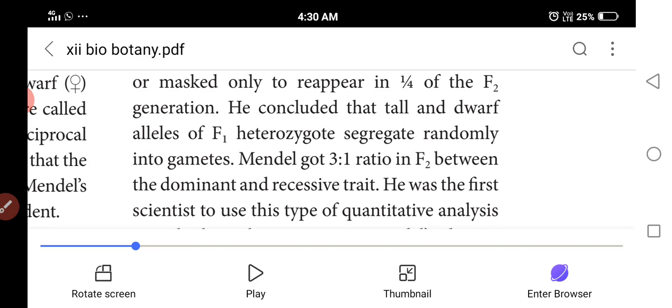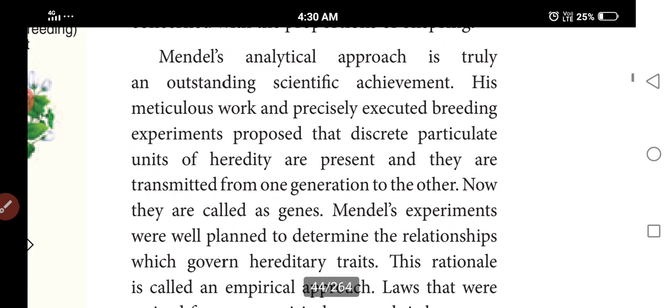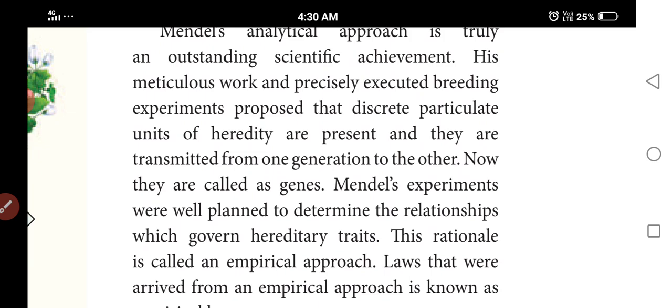This is quantitative analysis. In quantitative analysis, the scientists analyzed at a quantitative level. So Mendel's analytical approach is a meticulous one. In breeding experiments, he disintegrated the particular units of heredity. The analytical approach is truly outstanding. Now we call them genes; at first they were called Mendel's factors.